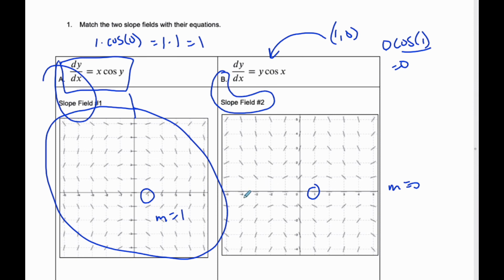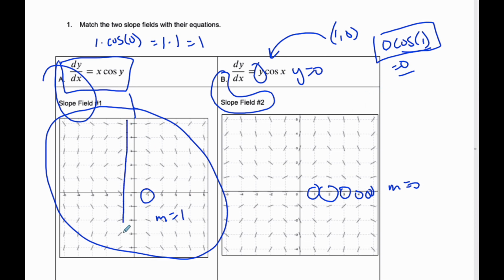And if you think about this one here, every point on this axis has a y value that is equal to 0. And so that computation is always going to be 0. Similarly, if I go here, this one here has an x value always equal to 0, which would mean this is 0. And so that kind of analysis can help us determine and match slope fields up. And that's how I would match these two.